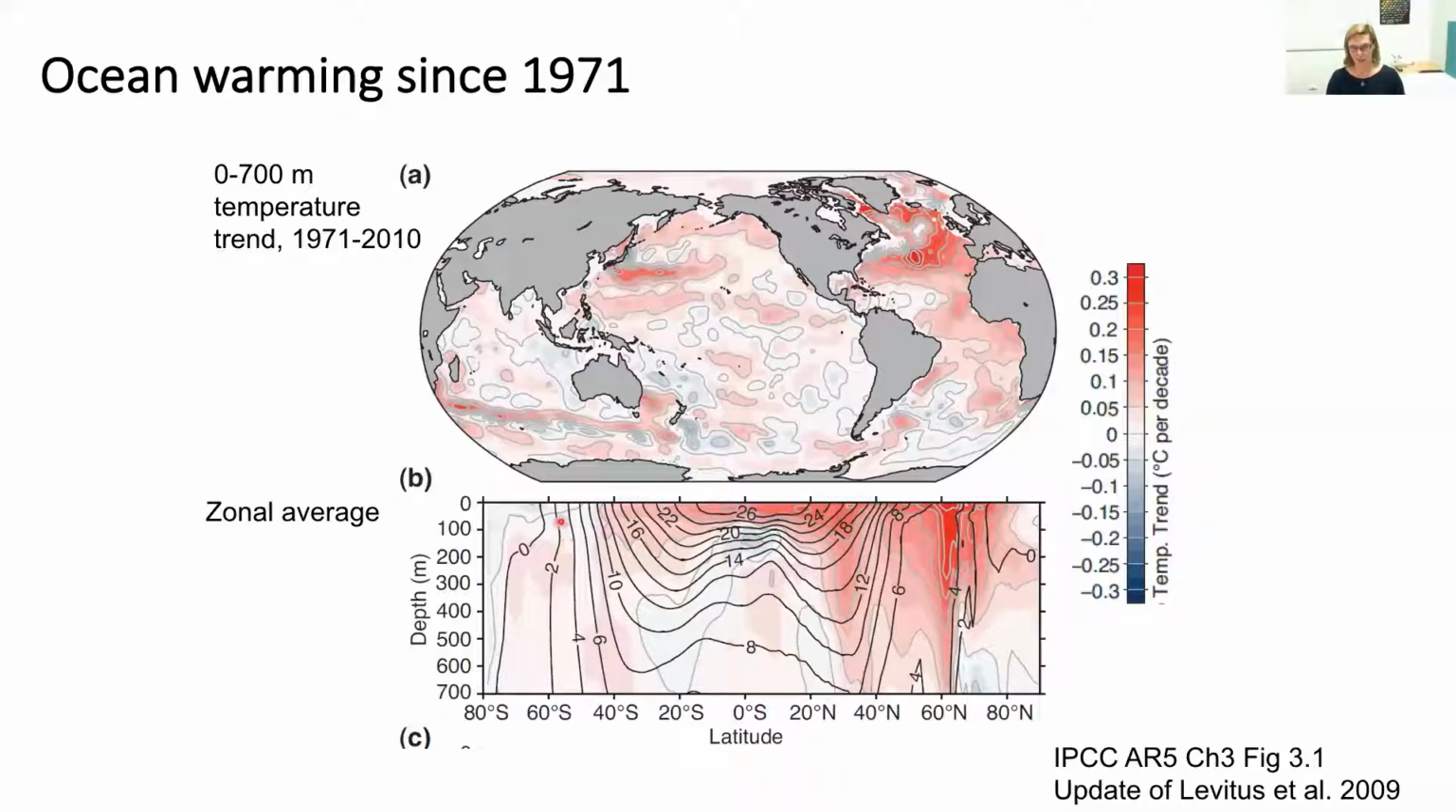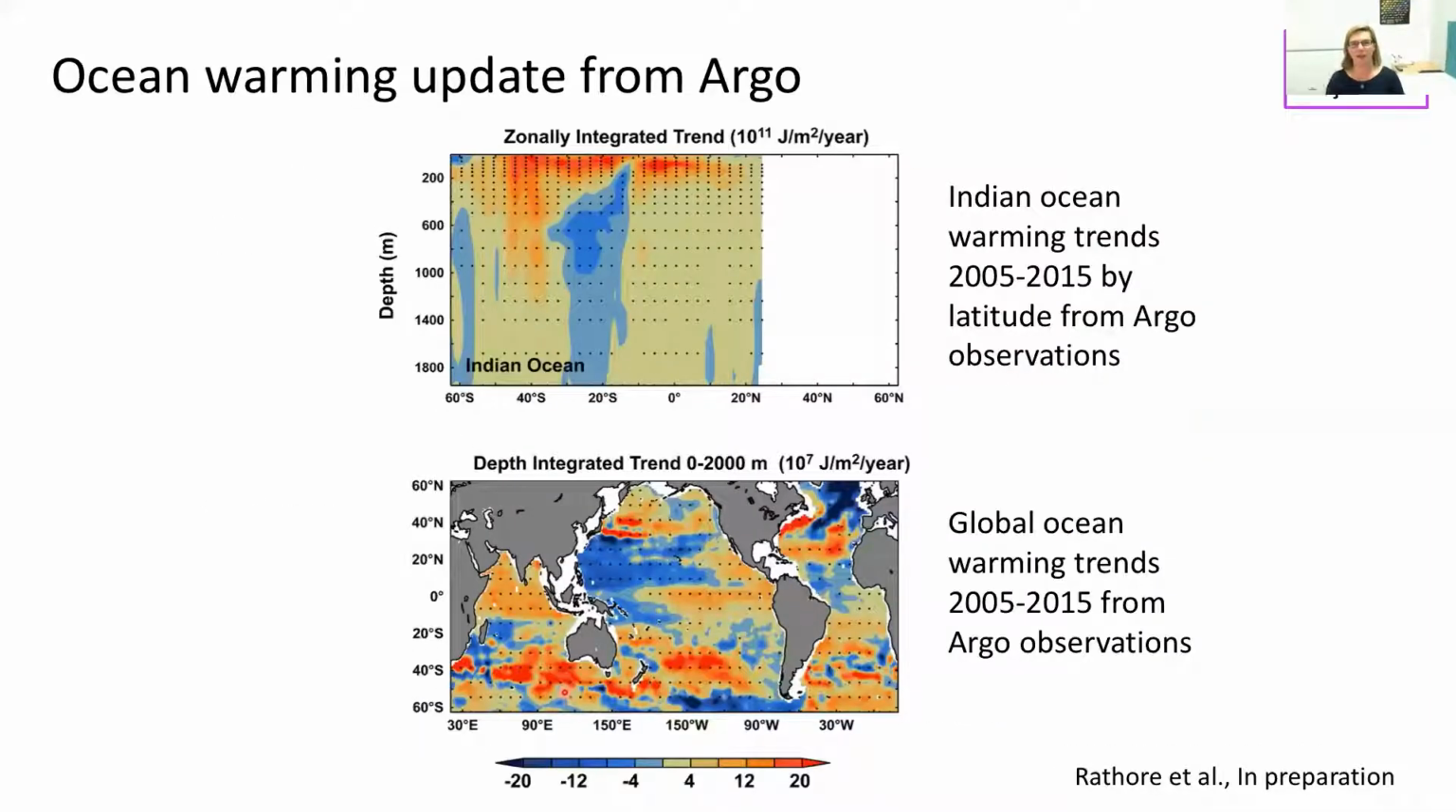And you can see, looking in the bottom panel, which shows how far that heat extends vertically, that the heat is penetrating very deeply. And we have a bit of an update from more recent times. So this shows the trends since 2005 from Argo observations, and it's prepared by a student, Sonia, who works in the Earth Systems and Climate Change Hub.